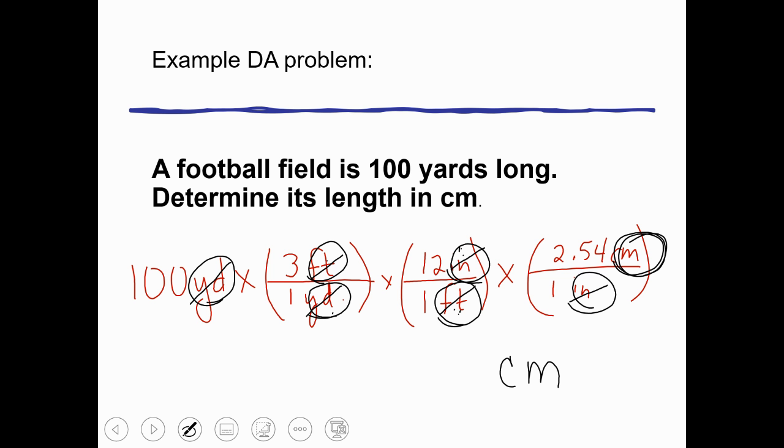Now, when you solve this, you would take the 100, you would times by 3, times by 12, times by 2.54. This one doesn't have any numbers on the bottom except for 1, but if there's a number on the bottom, you need to divide by that. And when you do, you're going to get 9,144 centimeters.